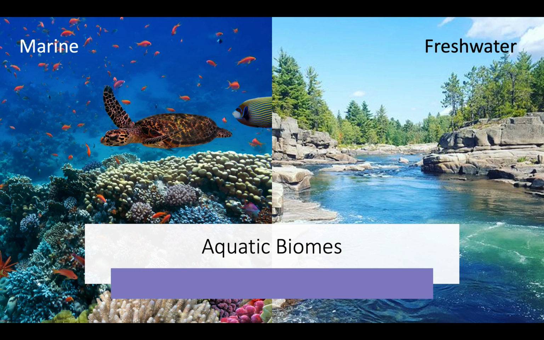Okay, so once again here showing you the difference just between marine and aquatic biomes. So marine biomes here on our left would be the ocean. Freshwater aquatic biome would be over here on our right. This is a river. You can also consider lakes, ponds, anything like that, a freshwater ecosystem. If the water has salt, we're going to call it marine.